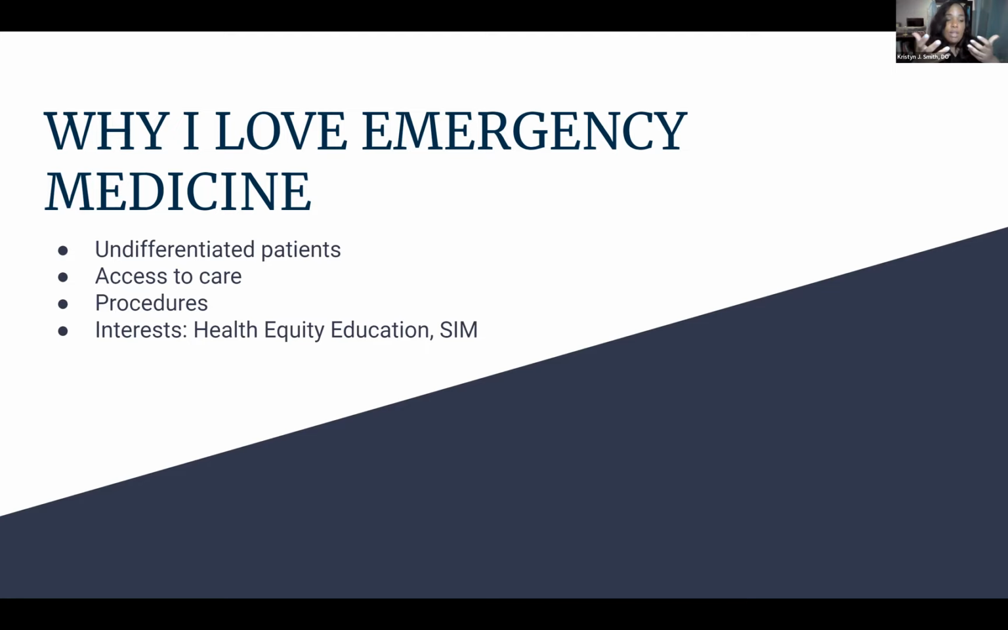Also in the emergency department, we get to do a variety of procedures ranging from laceration repairs, lumbar punctures, intubations, and I find that exciting and also a way to practice emergency medicine by using tactile skills. Lastly, the emergency department is critical to providing access to care for so many patients. The emergency department is one of the only healthcare settings that is open 24/7, rain or shine, weekend, holiday, doesn't matter, and it allows patients to access care, many of whom would be unable to access care anywhere else.